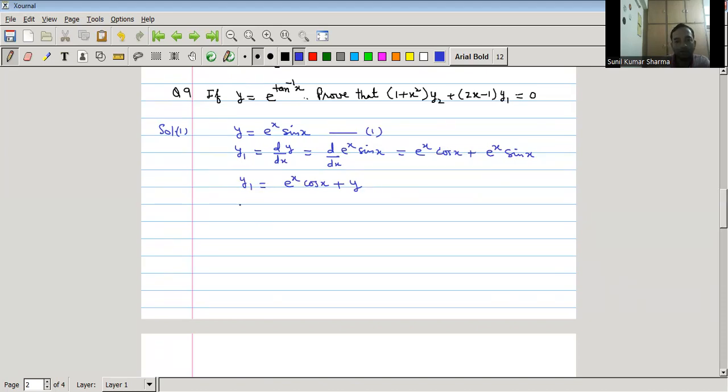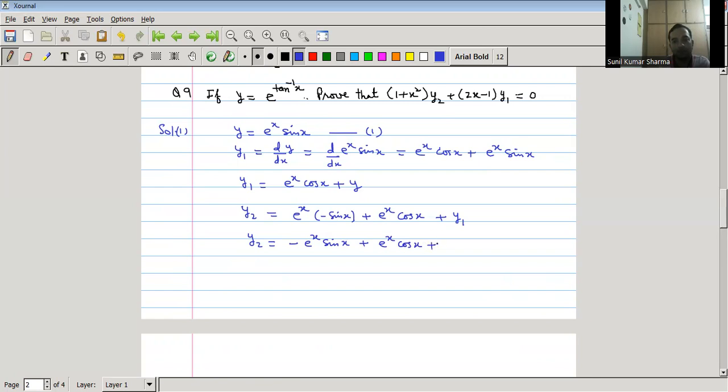Now again differentiate with respect to x, we get y2. Now what is the derivative of this? Again we use the product rule here. So it is e to power x, derivative of cos x is minus sin x, plus derivative of e to power x is e to power x cos x, plus derivative of y is y1. Right? So y2 is equal to minus e to power x sin x plus e to the power x cos x plus y1.